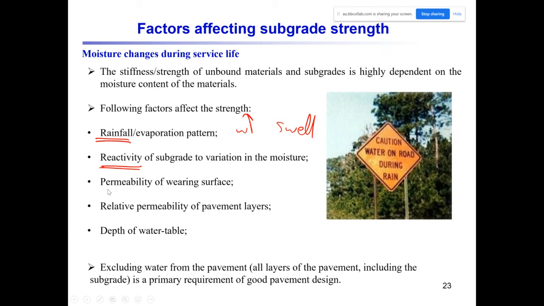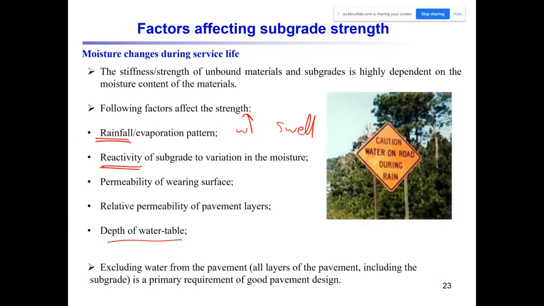The permeability of the soil will also affect the subgrade strength. So lower permeability, water can trap inside the soil for a longer time, and that will affect the subgrade strength. The other one is the relative permeability of the pavement layers. So you might have one gravel layer at the top, the permeability is very high, but on the other hand, you have one cemented material at the bottom, the permeability is very low. So again, the water can trap in that layer. And of course, the depth of the water table will affect the results. So these are different terms which can significantly affect your results.